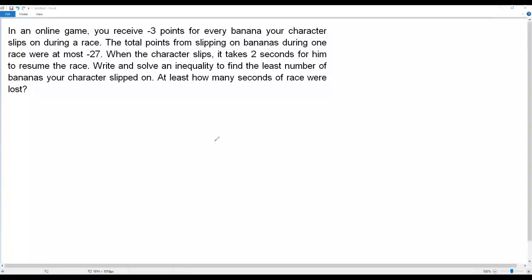Here we have a word problem on inequalities. Okay, let's go to the information. In an online game, you receive -3 points for every banana your character slips on during a race. The total points from slipping on bananas during one race were at most -27.